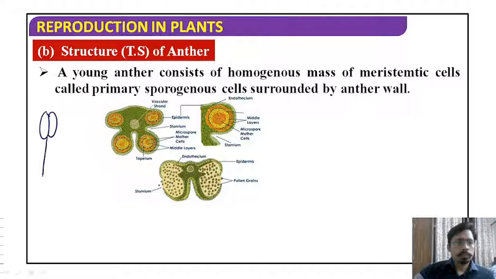This is the structure of a stamen, and I'm going to take a transverse section. It almost looks like this. By taking a section and placing it under the microscope, it looks like this, and it shows multiple layers. The outermost layer is called the epidermis. This epidermis is the outermost layer that provides protection.